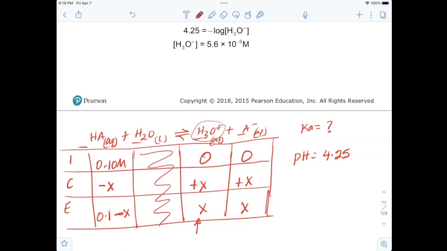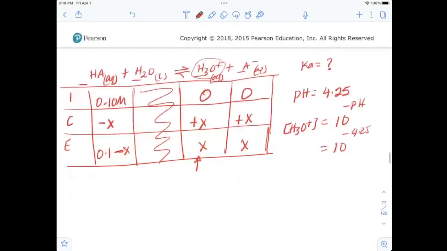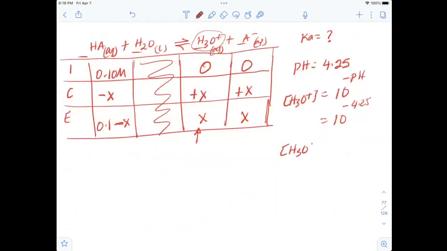So from the pH, we can find H3O plus, which we said earlier is equal to 10 to the power negative pH. So that will be 10 to the power negative 4.25. I want to do my own math to give you guys a chance to work with me. 10 to the power negative 4.25 is equal to 5.62 times 10 to the power negative 5.